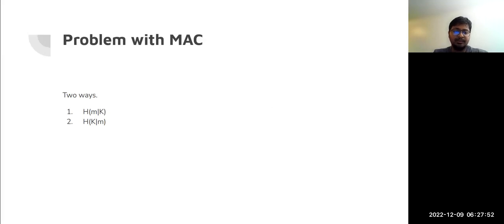So what is the problem with this MAC? There are two ways of generating a MAC. One is H of M concatenated with K, and the other one is H of K concatenated with M. The second way is vulnerable to the length extension attack because this hash function is based on the Merkle-Damgard construction.